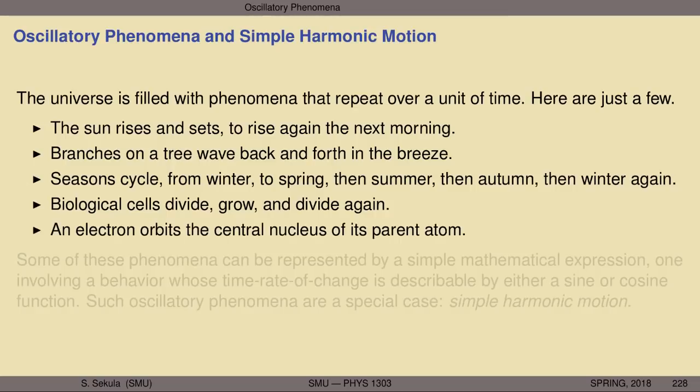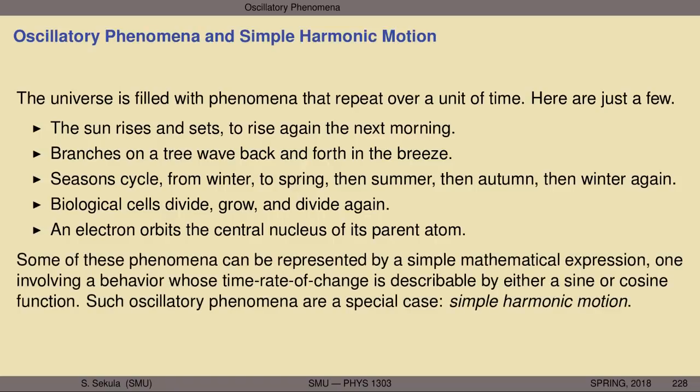And even something as fundamental as the structure of the atom, in which electrons orbit a central nucleus, the orbits of those electrons are also themselves a kind of periodic phenomenon, and that too can be described using oscillatory mathematical descriptions. Now, some of these phenomena can be represented by a simple mathematical expression, and we will see that today. That expression involves a description of a behavior whose time rate of change can be summarized by either a sine function or a cosine function in time. And such oscillatory phenomena that obey these simple trigonometric functions as regards their behavior in time are a special case of oscillatory phenomena known as simple harmonic motion. And we will revisit and emphasize this point throughout this lecture.